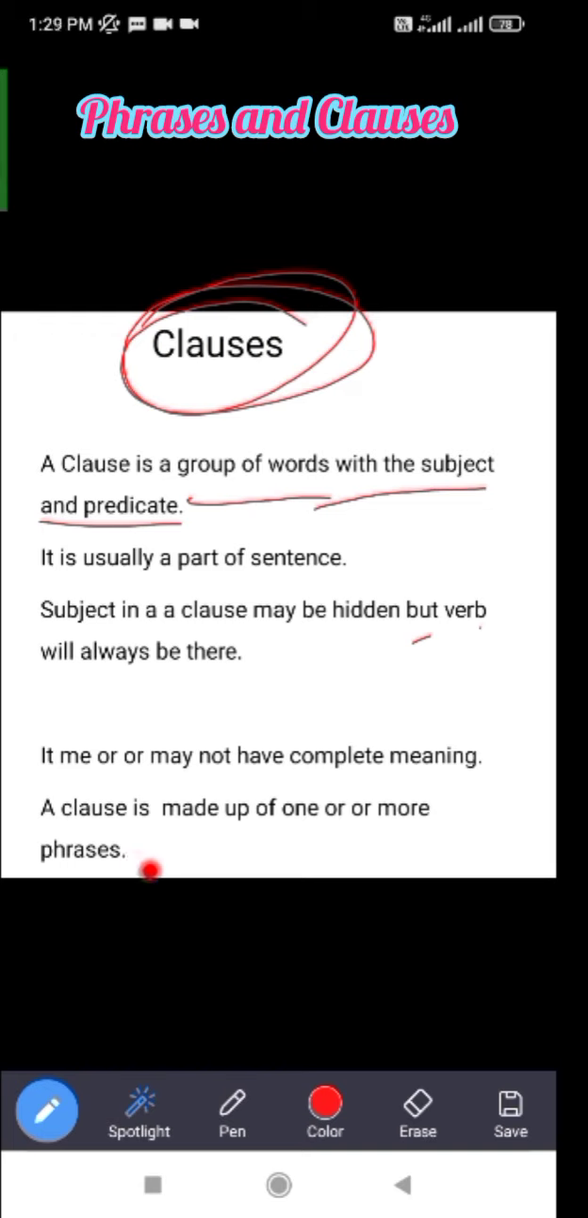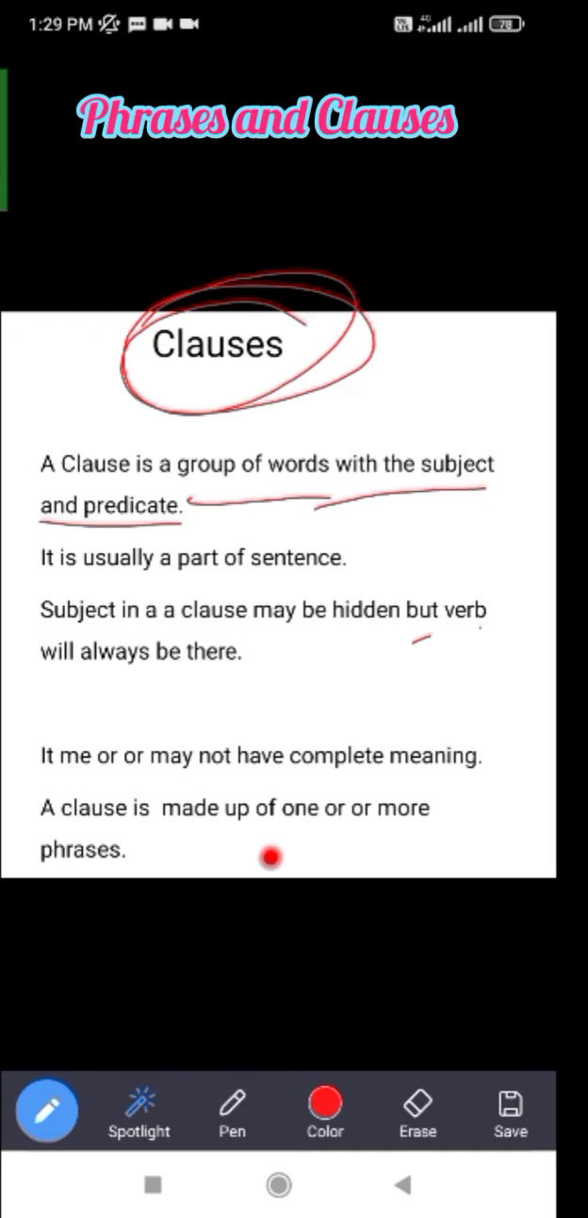You can say in a simple way it is just like a chain. Phrases are the parts of a clause and clauses are the parts of a sentence. Why? Because here it is mentioned a clause is made up of one or more phrases. Okay, let's take an example. For example, I said please give me a cup of tea.